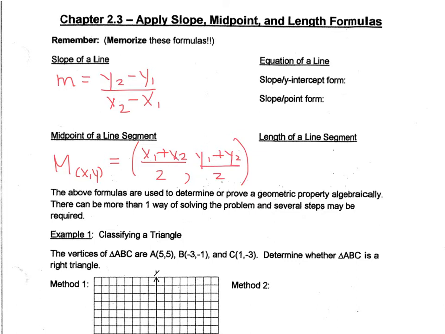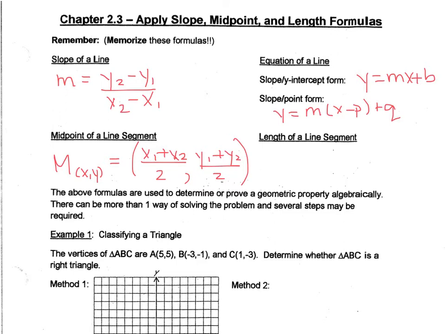The equation of a line in slope y-intercept form is just y equals mx plus b. And the equation, if you're given slope and a point, is m bracket x minus p plus q, where p, q are the coordinates of the point that you're given.